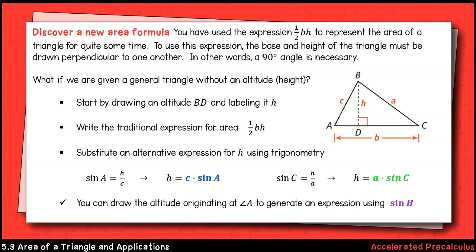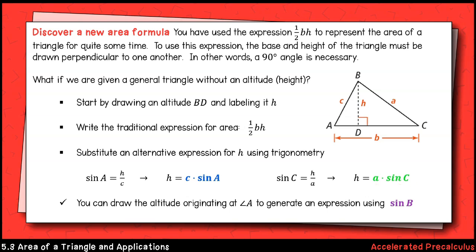Can you spot them? Let's start over here with angle A. We could write sine of A equals H over C. Solving for H, we get C times sine of angle A. What about using angle C instead? We could write sine of angle C equals H over A. Again, solving for H, we get A times sine of angle C.